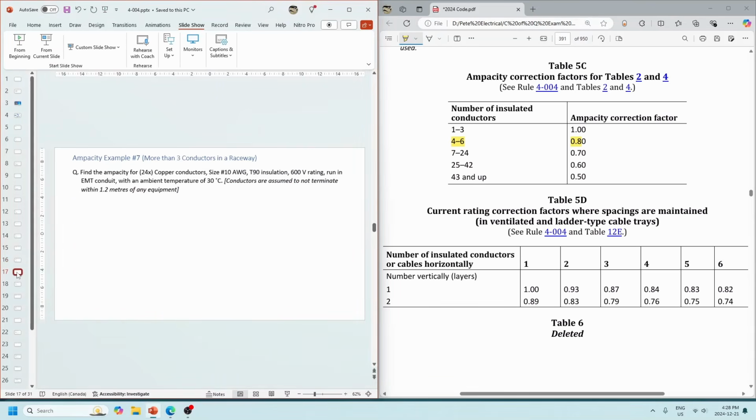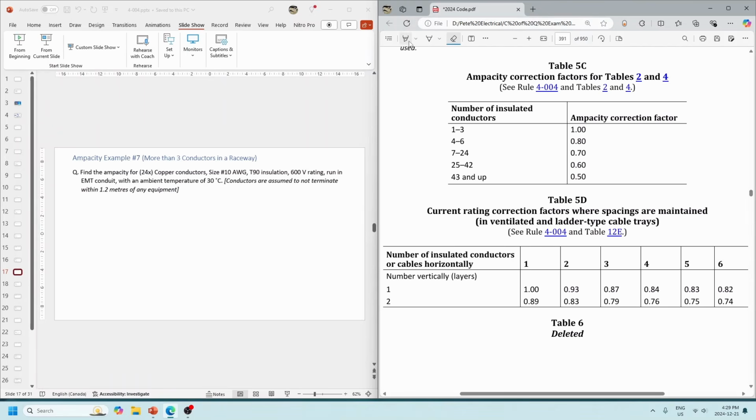Okay, let's take a look at the next one, guys. Example number 7. Ampacity of 24 copper conductors, number 10s, T90 insulation, 600 volt rating, run in an EMT conduit with ambient temperature of 30 degrees. Okay, so don't worry about the temperature yet. Don't worry about terminating. Don't worry about the 80% rule. This is simply the maximum current that we can push through these conductors. Let's erase this. We're going to be coming back to table 5C because we've got 24 of those guys.